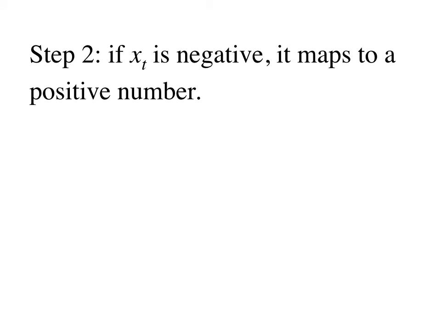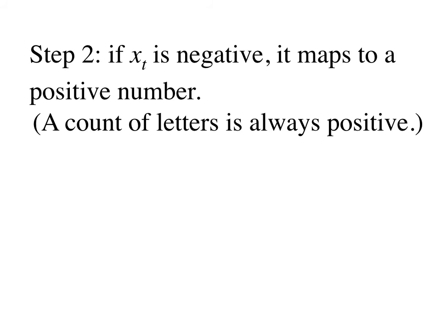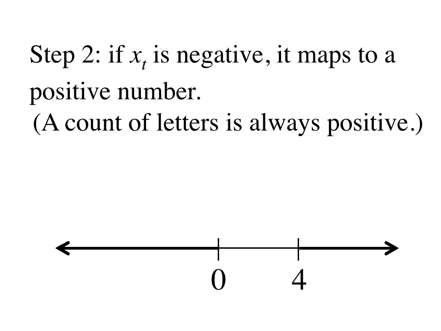and if x_t is negative, it maps to a positive number. This is because a count of letters is always positive. It doesn't matter how you count a negative sign, whether you call it a negative sign is one number or you spell out the word negative, which is 8 letters. Either way, you get something positive. By the way, all the decimals also map to positive numbers too. If you spell out 1.5, for instance, no matter how you spell it, you always get a positive number.